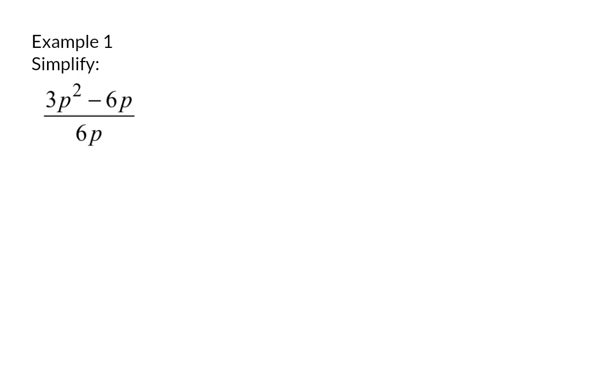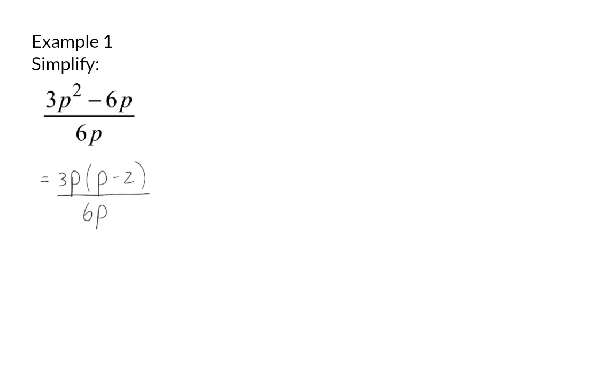Example 1. Simplify. Here we are given one term that consists of a fraction, and as I've just mentioned, we will then start by breaking the numerator as well as denominator up into factors. This means we will have to factorize. The numerator consists of 2 terms, and they have a common factor of 3p. That means we will be left with p minus 2. The denominator is already one term with the factors 6 times p.